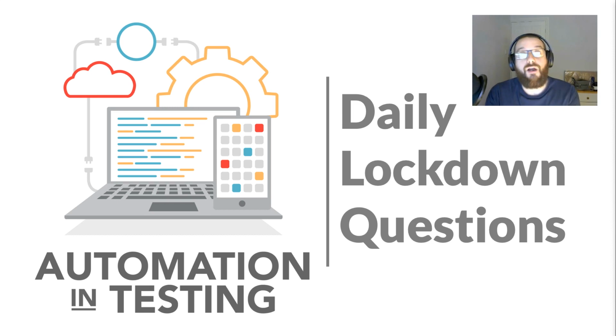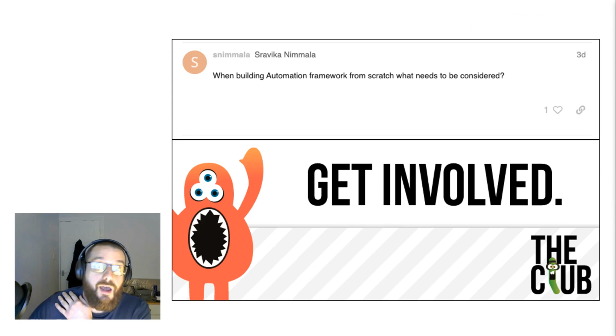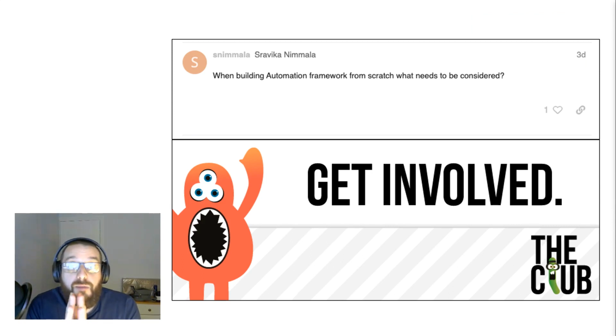For the rest of lockdown in the UK, to give myself a break from being in lockdown, I decided I would record one answer to a community question every day. So this is question number 3. Question number 3 came in via the Ministry of Testing Club, and it came in from Sravika. And they were asking, when building an automation framework from scratch, what needs to be considered?